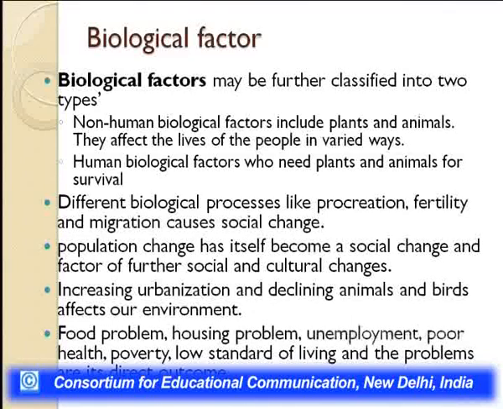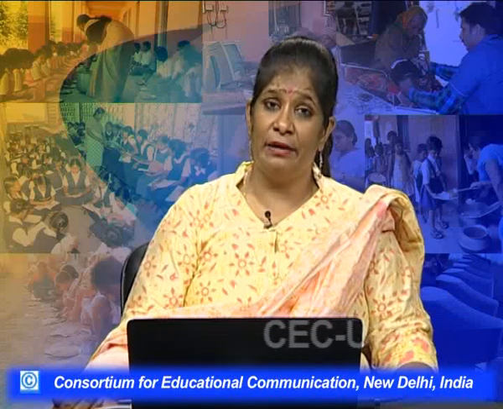Population change has itself become a social change and a factor of further social change and cultural change. And when we try to see the cycle, it gets affected in terms of the dependence of human beings on plants and animals. We also see that there is a kind of problem reflected, because if there is a limitation in the resources of plants and animals, it will have a direct repercussion on the availability of food, housing and all the other resources.